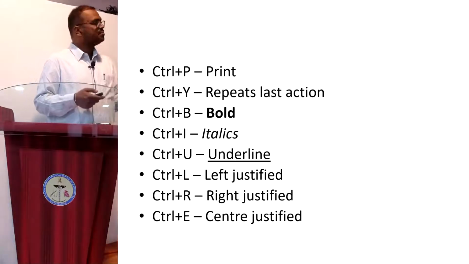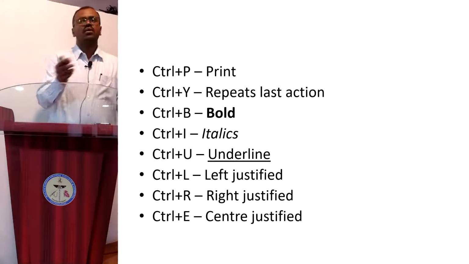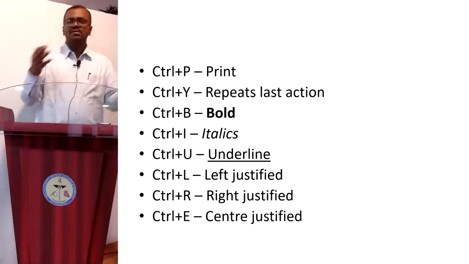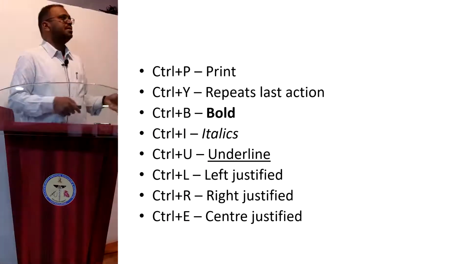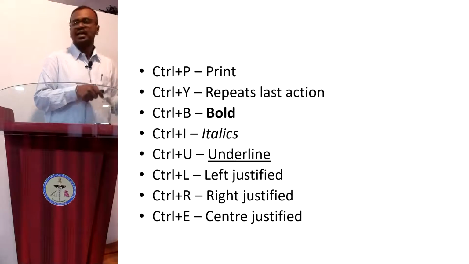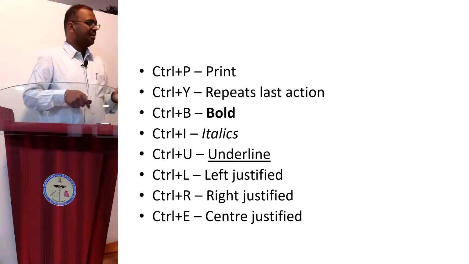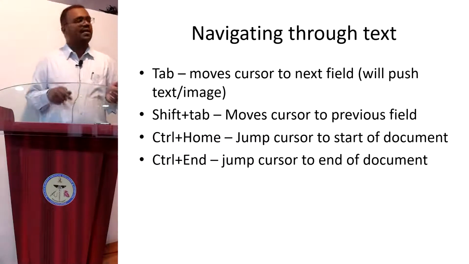For making a sentence or a word bold, you need not always right click or go to the top. You can just press control plus B, control plus I for italics, control plus U for underlined, control plus L for left justified, control plus R for right justified, control plus E for center justified.